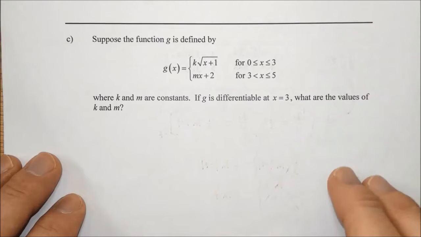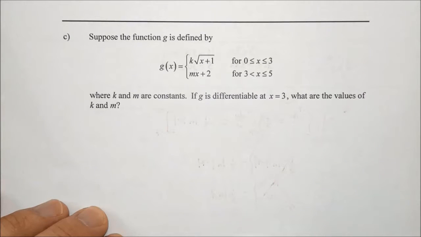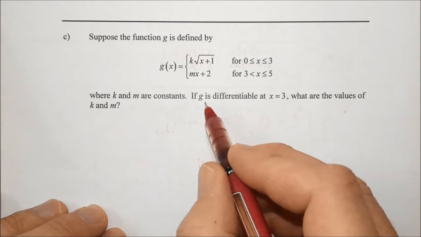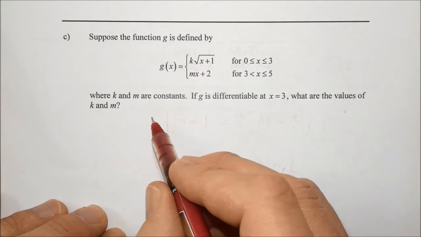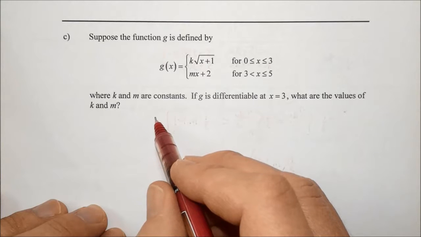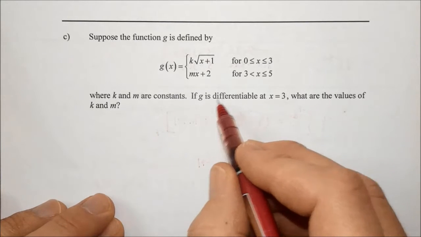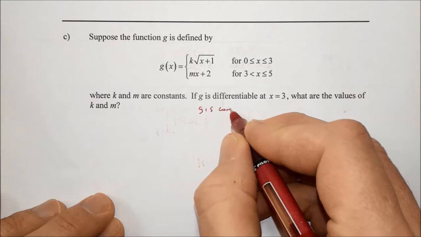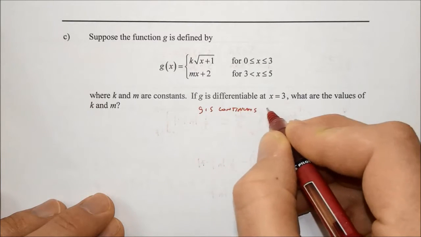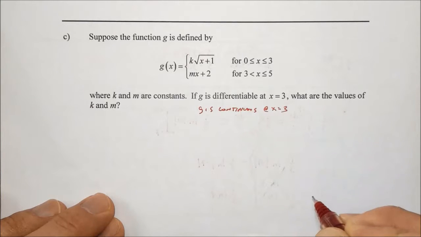Finally, with part C, okay, so we have this g of x function, which is similar to f of x up at the top of the page, except we've got k and m. And the question is now, if k and m are constants, g is differentiable at x equals 3. What are the values of k and m? Okay, so we have two things at play here. First of all, if g is differentiable at x equals 3, then we also know that g is continuous at x equals 3. Okay, what does that tell us?